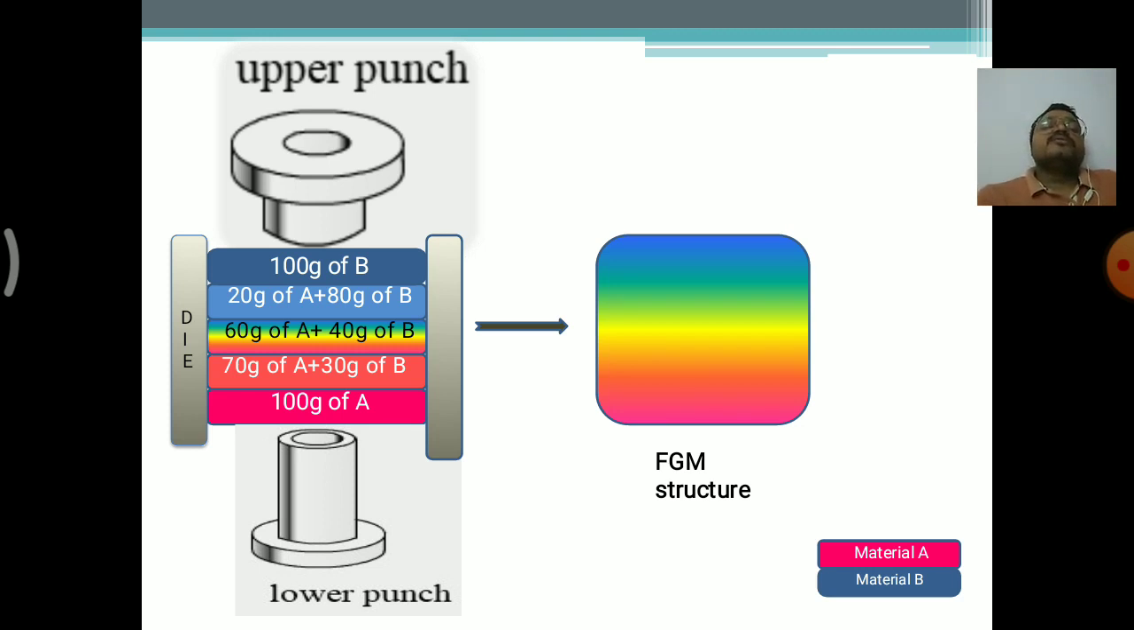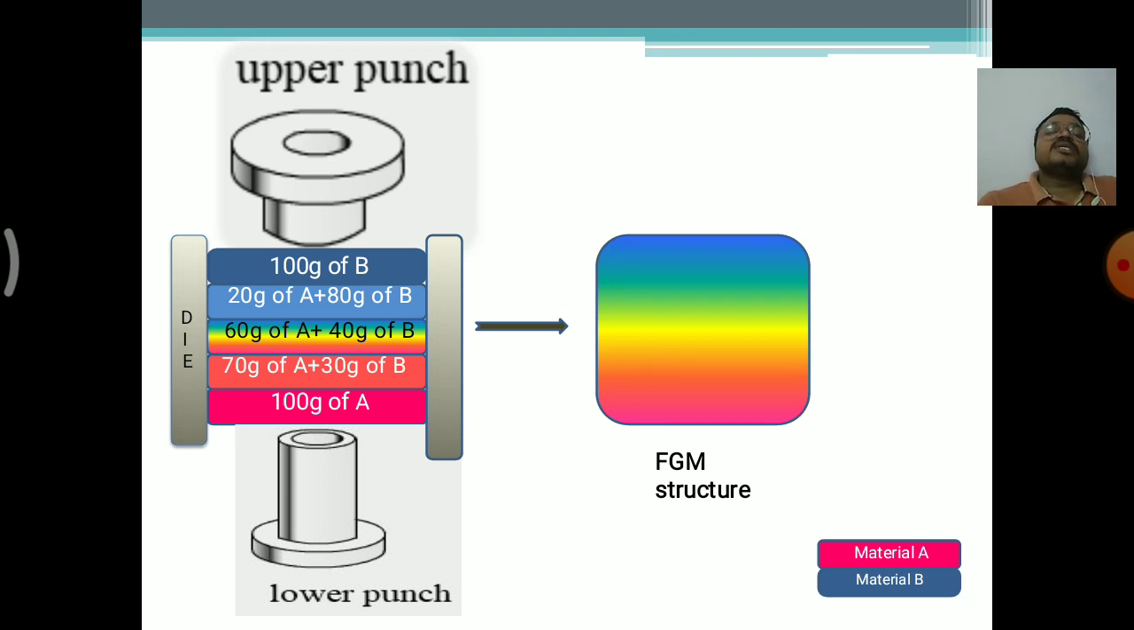There are two types of punches here, the upper punch and the lower punch, in the die. So we are taking a die with an upper punch and a lower punch. We are making a material with 100 grams of A material and 100 grams of B material. Starting with 100 grams of B material, the first layer is the darkish blue color, 100 grams of B material. Next, developing to the first stage, we are adding 20 grams of A material with the majority inclusion of 80 grams of B material.